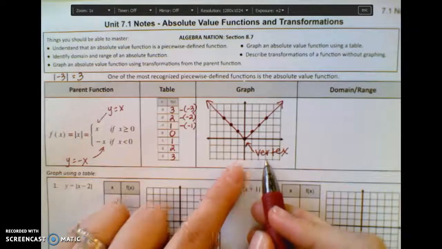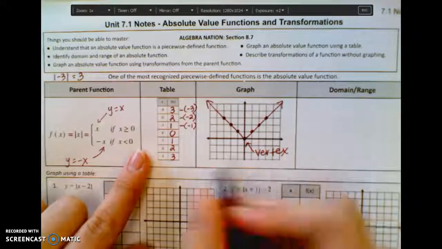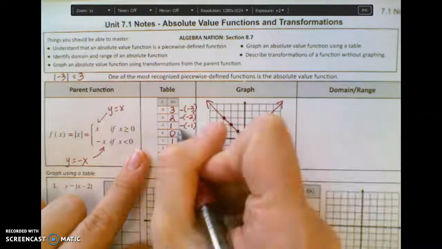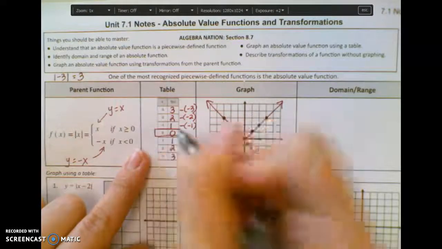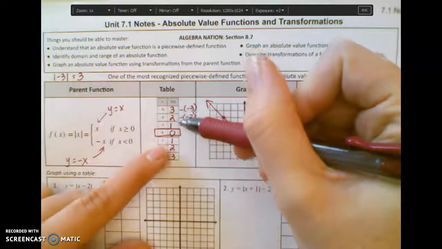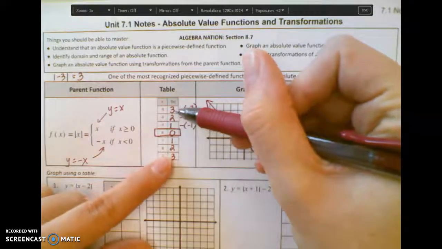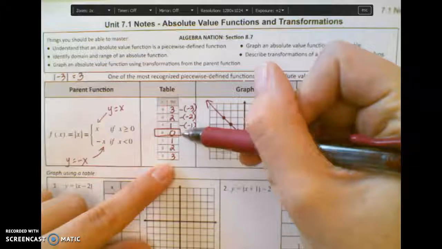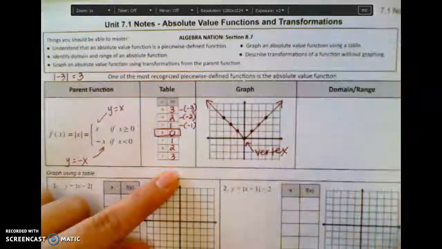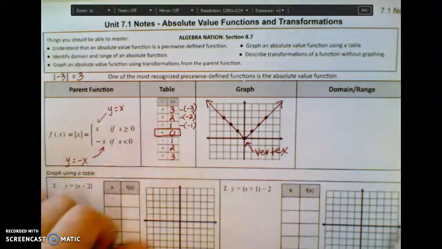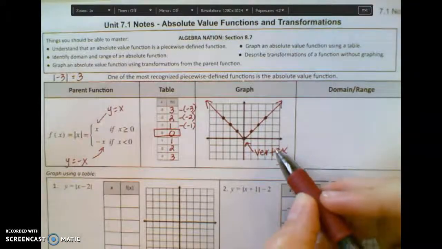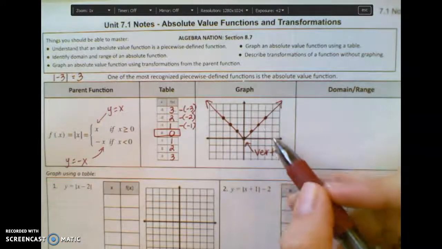So let's look at our table real quick. Let's look at that vertex. My vertex is (0, 0). Notice what's happening at the numbers around it. They are mirroring each other: 0, 1, 2, 3. That won't always happen exactly, but we can almost always look for that to find where our vertex is. Alright, so that is our vertex. Here's what our parent function looks like.